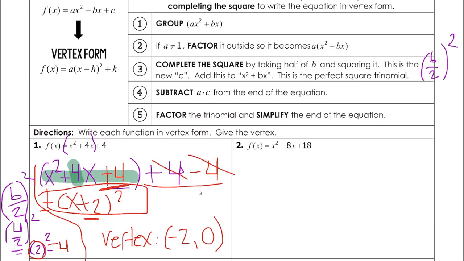So, and we're going to do a lot more problems. So if you're still wrapping your head around it, I get it. It's a little bit strange at first, but that's completing the square.